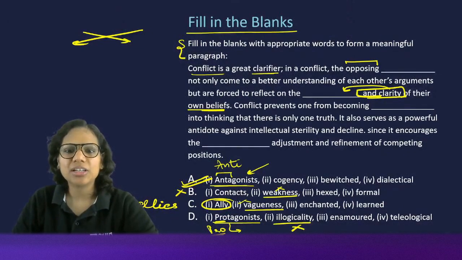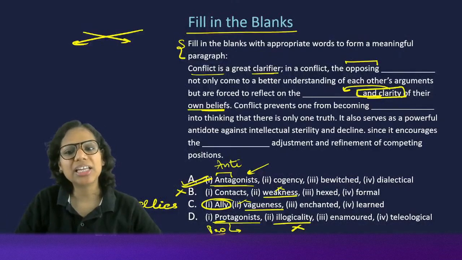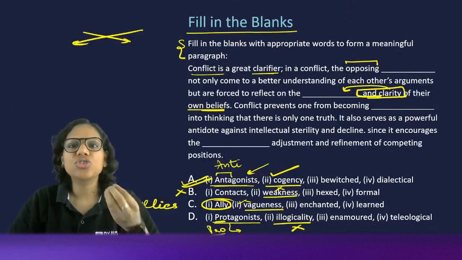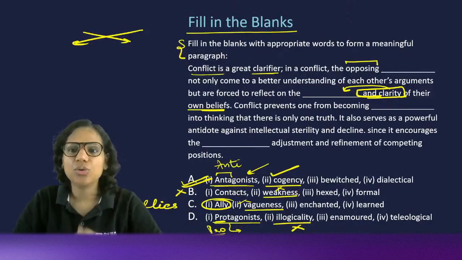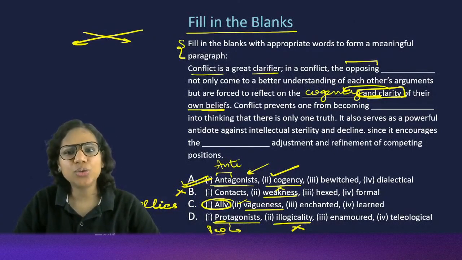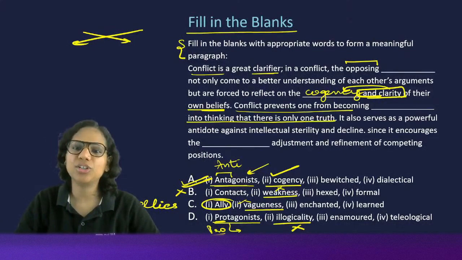You see that I answered on the basis of the first blank itself, but in case you were not able to figure it out from the first blank, the second blank is again so easy. There's only one option that fits: cogency. Cogency means the logical soundness of your argument. Is it logical or is it not? So the logical soundness, cogency, and clarity of their own beliefs. Conflict prevents one from becoming dash into thinking that there is only one truth.